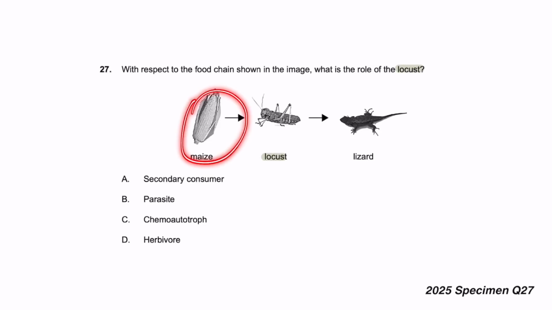Locust feeds on maize, so locust is a primary consumer. They feed on plants, so they are also regarded as herbivores.